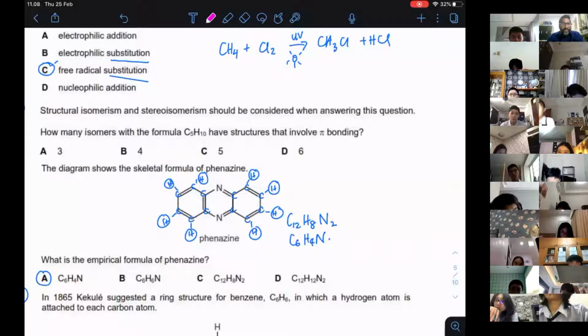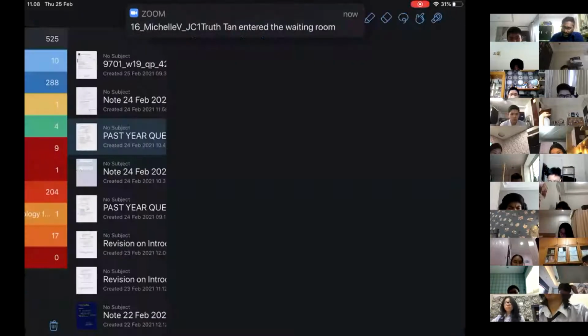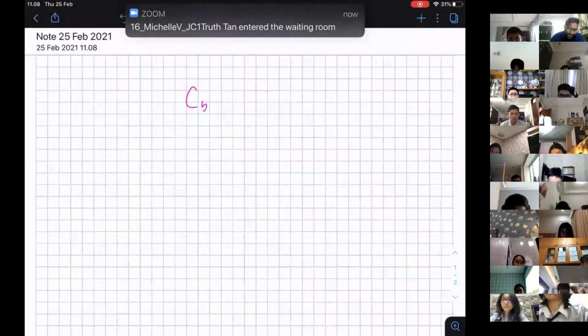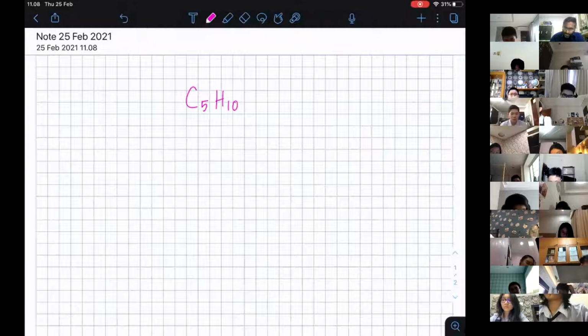They say that structural isomerism and stereoisomerism should be considered when answering this question. How many isomers with the formula C5H10 have the structure involving pi bonding? So now I'll just put it over here. C5H10 involving pi bonding. Why do they mention involving the pi bonding?